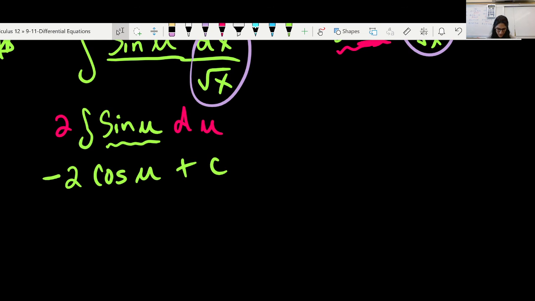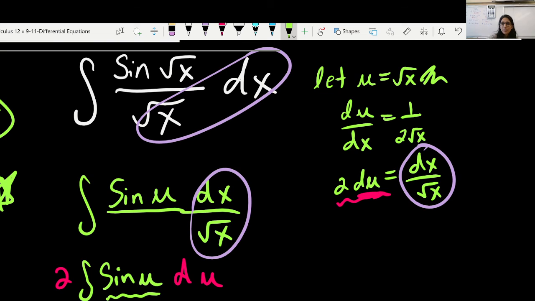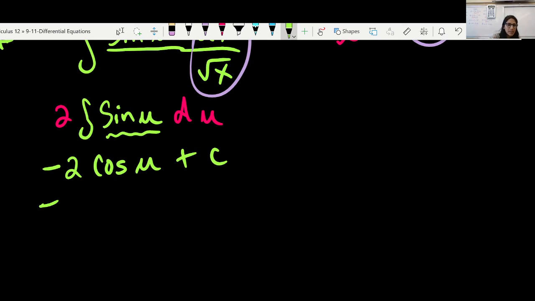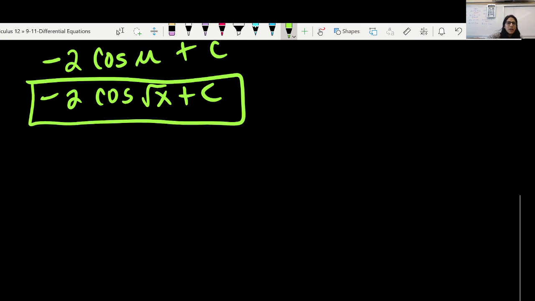And then we need to substitute back in. So we let our u equal to root x up here. So I just need to plug that back in: negative 2 cos root x plus c. And so that's what we would eventually get for our final answer. Okay, so hopefully you find that that is not too bad.